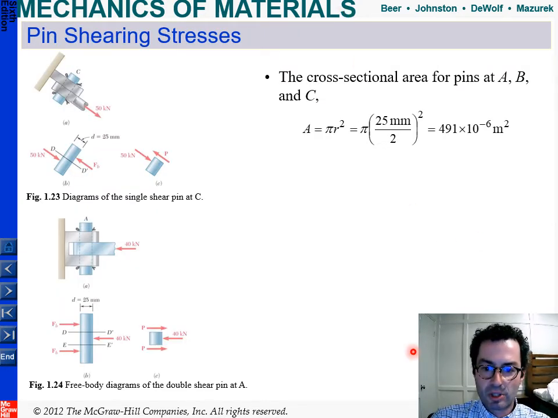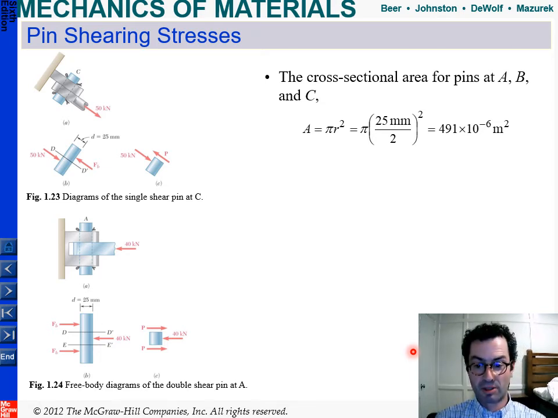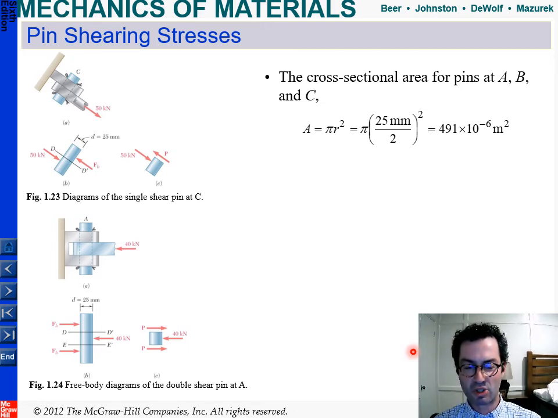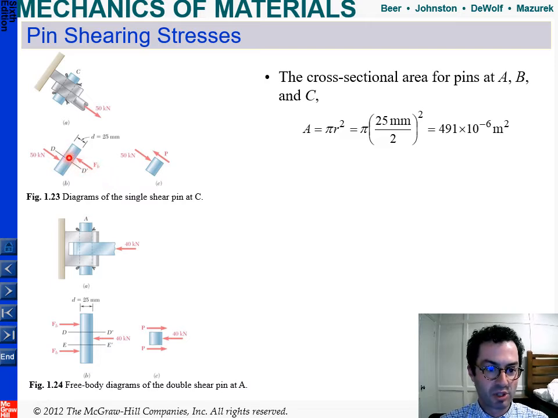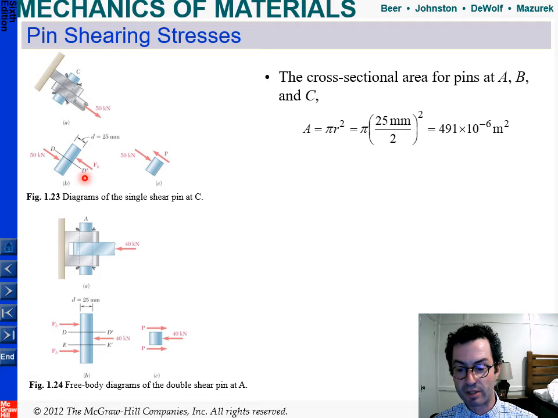So let's talk about the pin shearing stress, because that's what this lecture today is about. Remember I mentioned this is a single shear. This is the pin up at C on the top. We've got a force going one way and a force the other way. Now remember from our previous lecture, the thing we figured out during our first lecture: we've got a total force along the top rod of 50 kilonewtons.